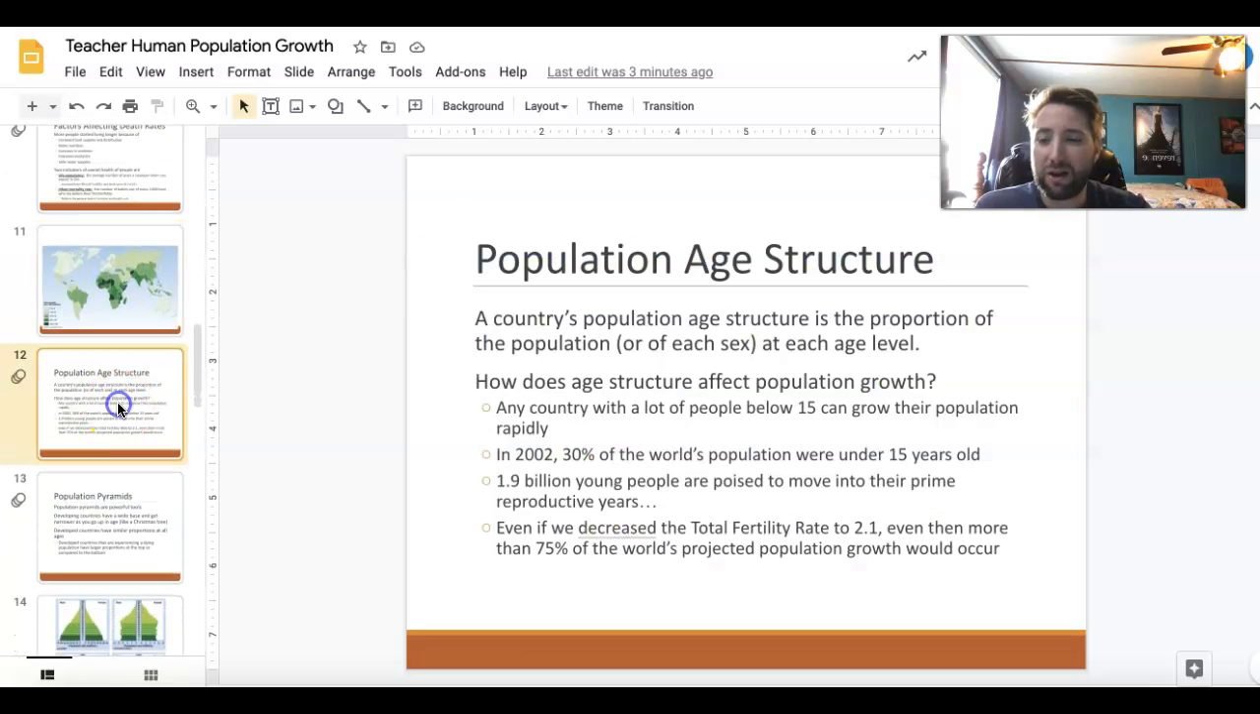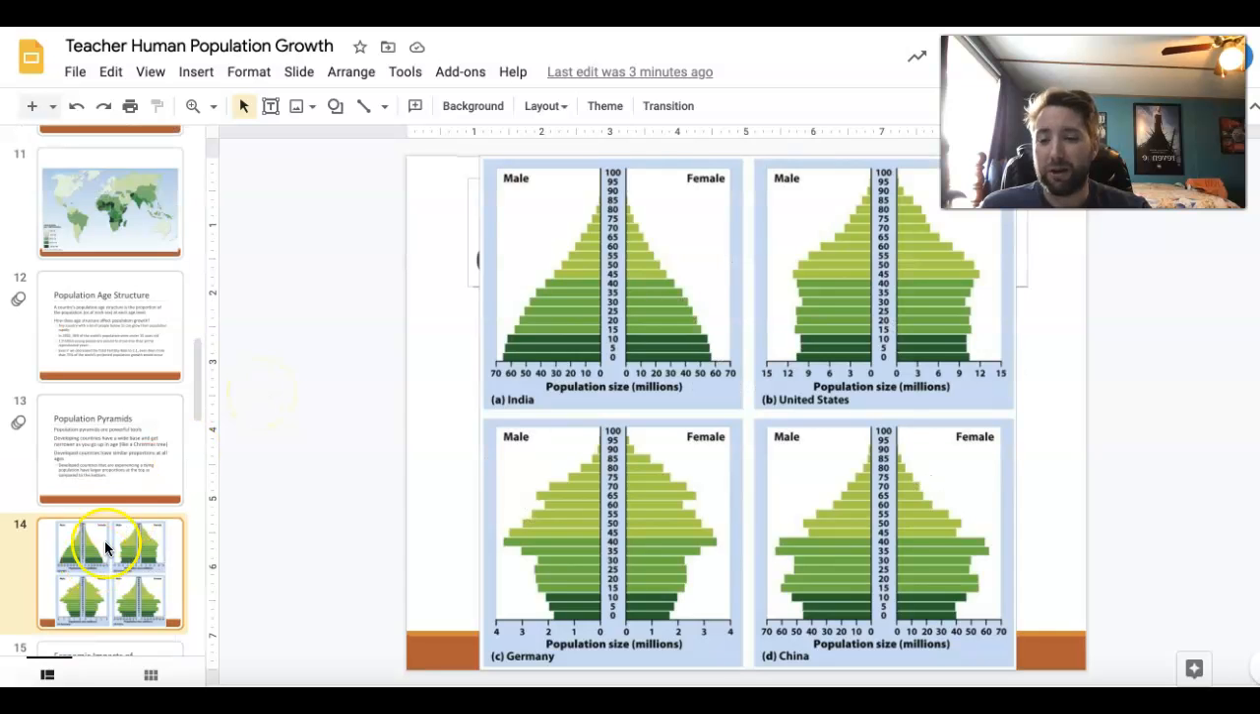The next thing I want to talk about are these things called population age structures or population pyramids. It basically shows you what is the proportion of the population of each sex at each age level. So let me show you a picture of what I'm talking about here. These are examples of population pyramids. So population age structures, this is the population size in millions, and these are percentages here.